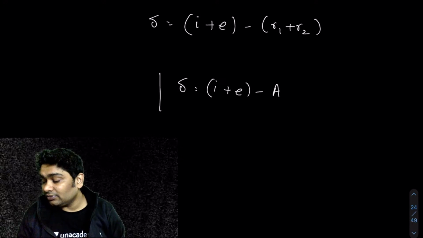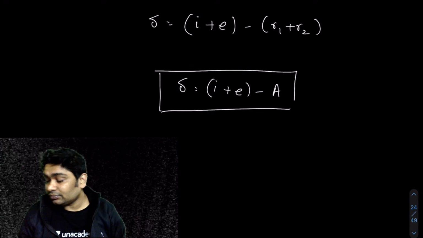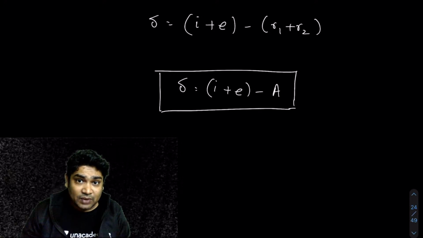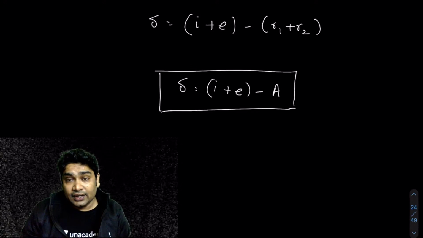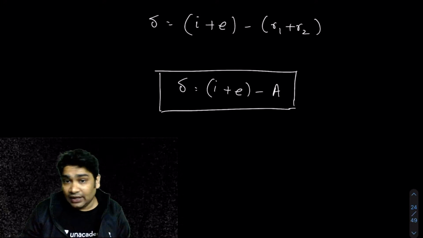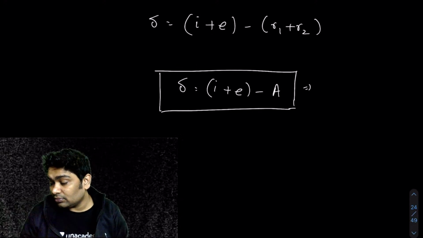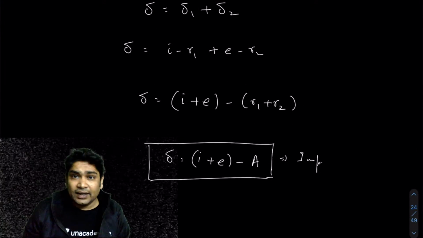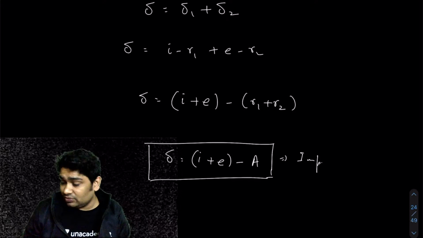Very important. That is the angle of deviation produced by a prism. It is I plus E minus A. Again, important equation. So again, I hope everybody followed this also.